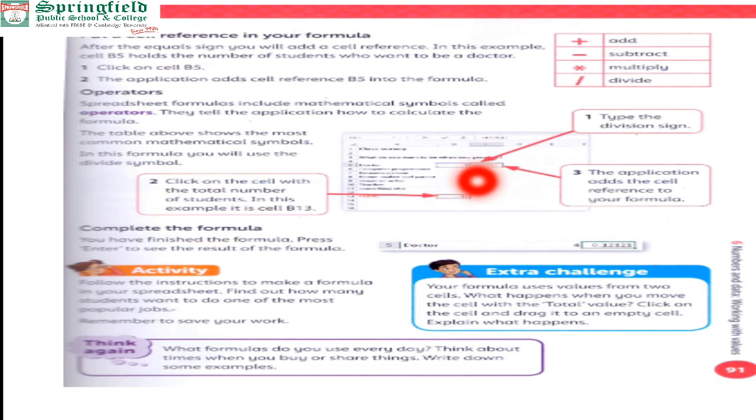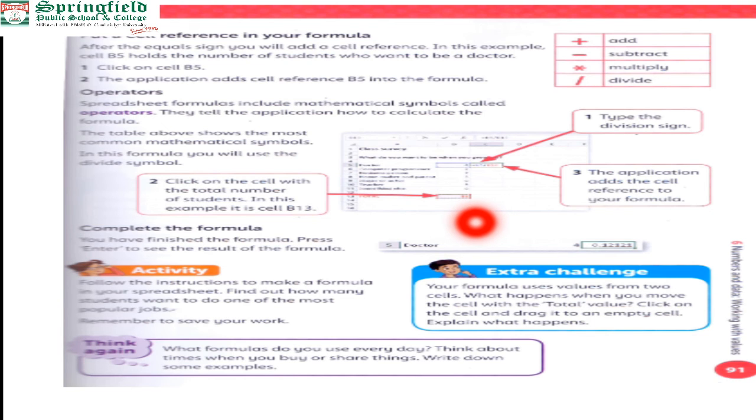On the ribbon there is the Formulas tab. When we click it, a number of formulas will come in front of us. We can easily select one, and the formula will be applied where we want to display it. In this way we can easily apply the formula. Operators: what are the operators? Spreadsheets include mathematical symbols called operators. They tell the application how to calculate the formulas. In this way we add the formulas.